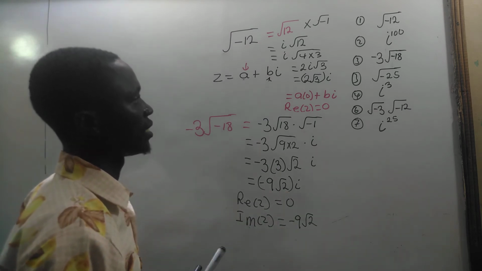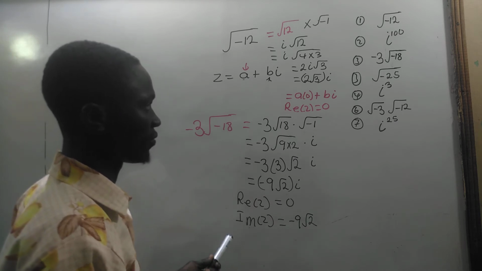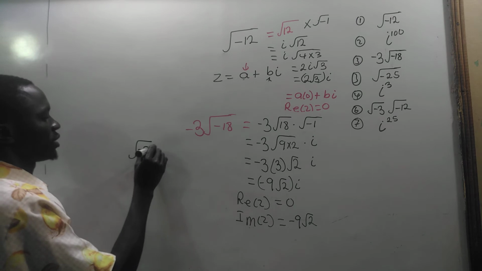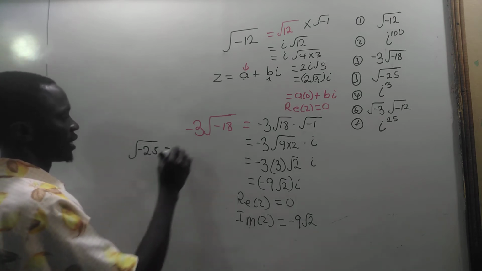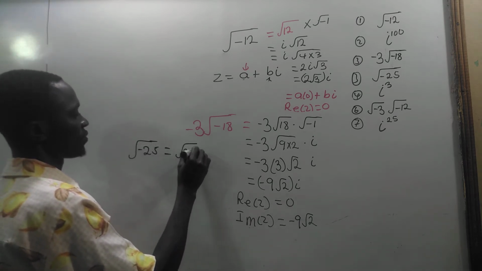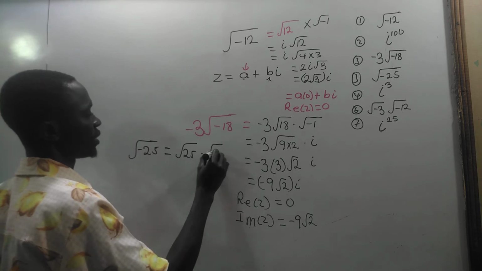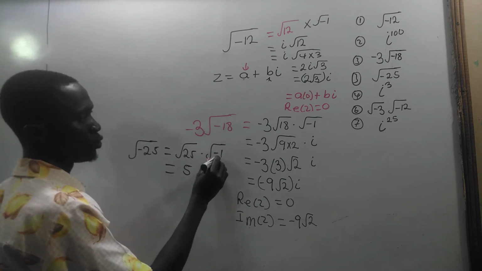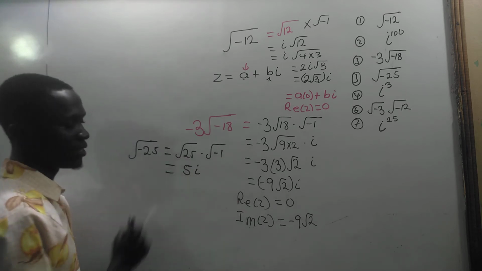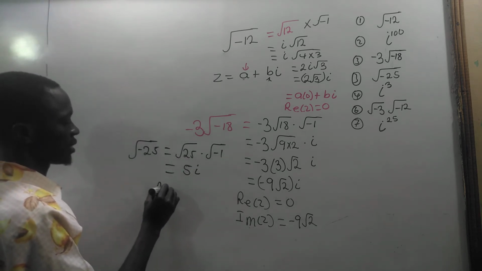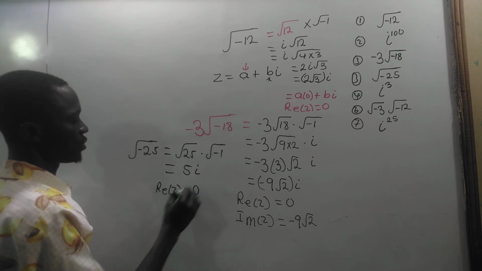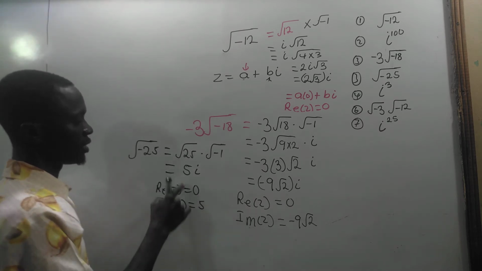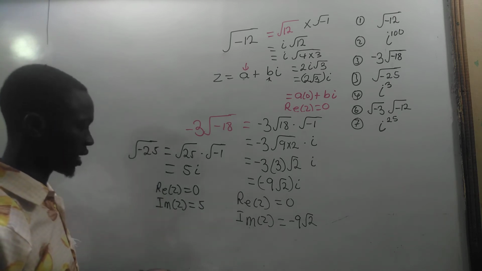Now, let's take root of negative 25. If we take root of negative 25, we are going to get root of 25 times root of negative 1, which will give us 5, and root of negative 1 is i. So here, the real part of z is 0, and the imaginary part of z is positive 5. Very simple as that.